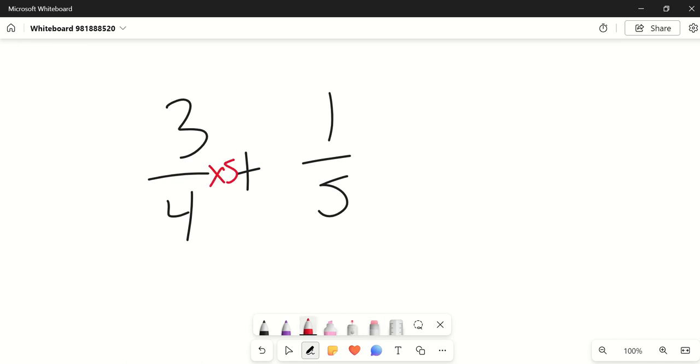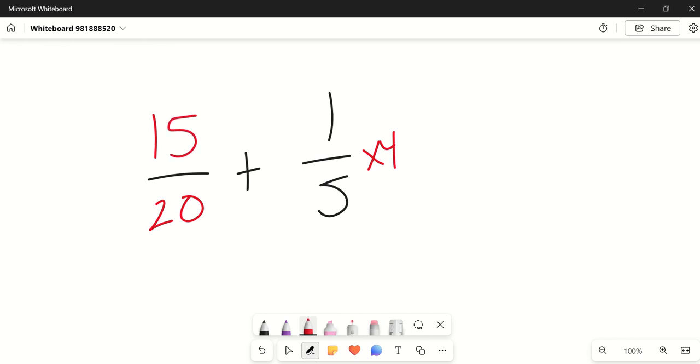So we're going to multiply these both by 5, and then these both are going to be multiplied by 4. When I multiply 4 times 5, I'm going to get 20, as previously stated, and 3 times 5 will give me 15. 5 times 4, again, will give me 20, and 1 times 4 will give me 4.